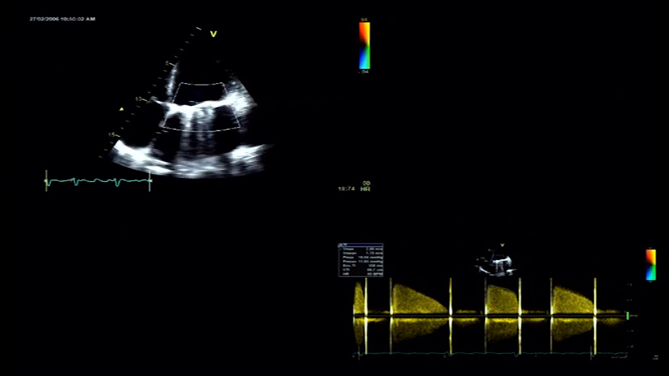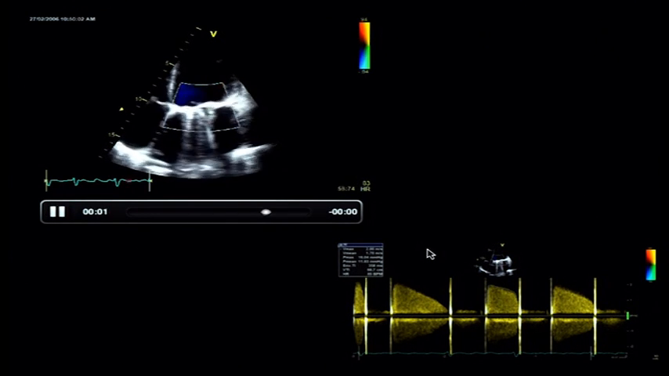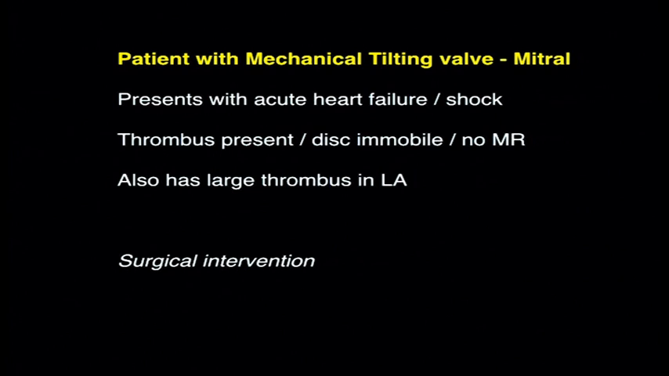Again, this is an image of how the flow is happening and the gradients increase. So here the patient was taken up for surgery despite the high risk explained to the patient. The patient did well. So this is an example of a tilting disc with a thrombus and a different management approach.